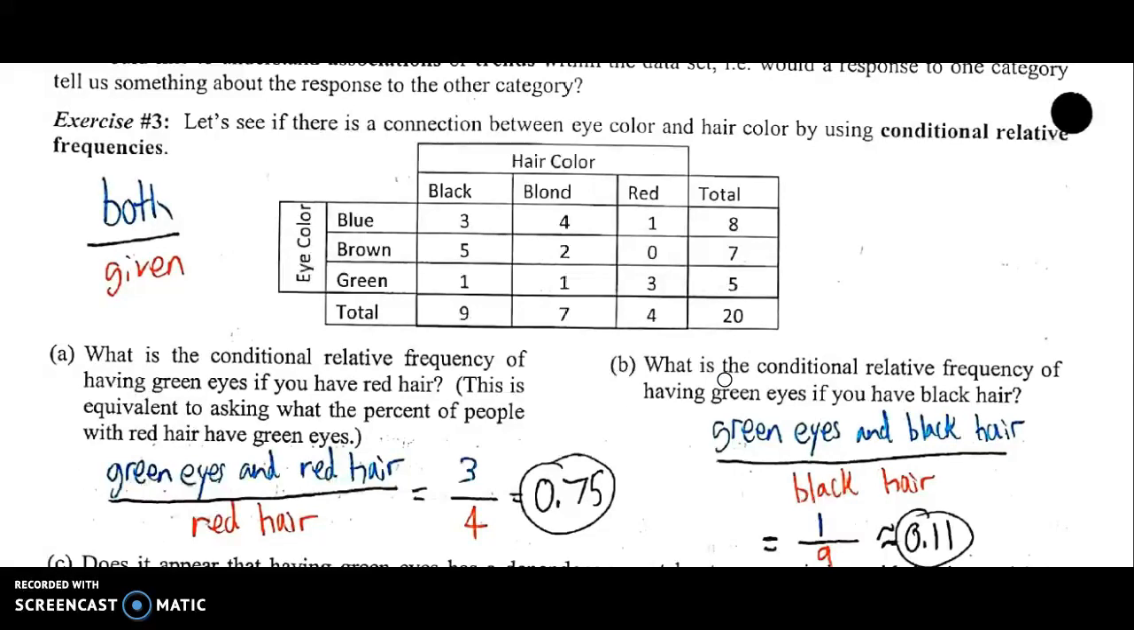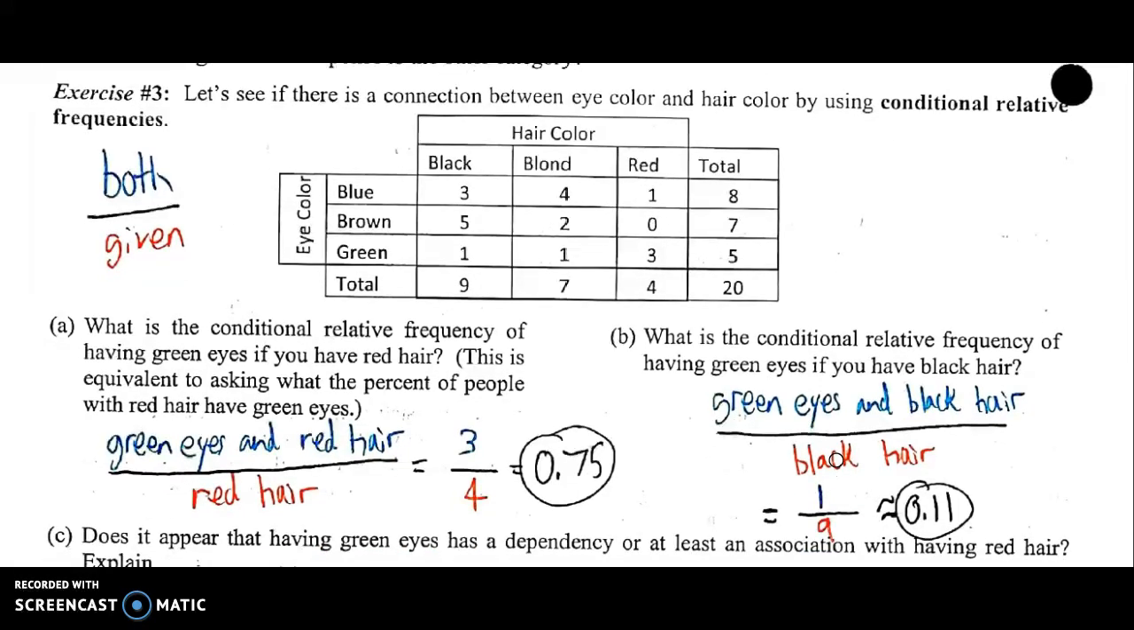So next question, same kind of thing. If we're looking for the conditional relative frequency this time of having green eyes if you have black hair, in this case, the given is that they already have black hair. We want to see if they have green eyes as well. So if I know the given information, I put that on the bottom.